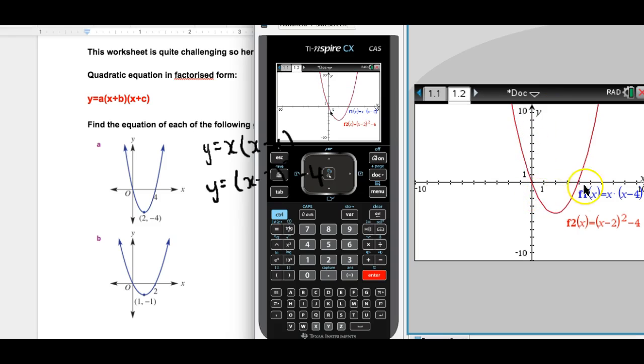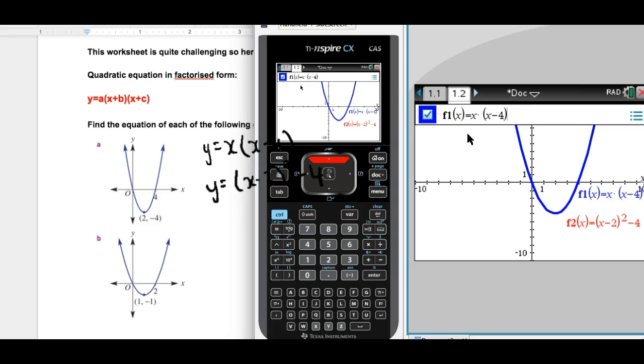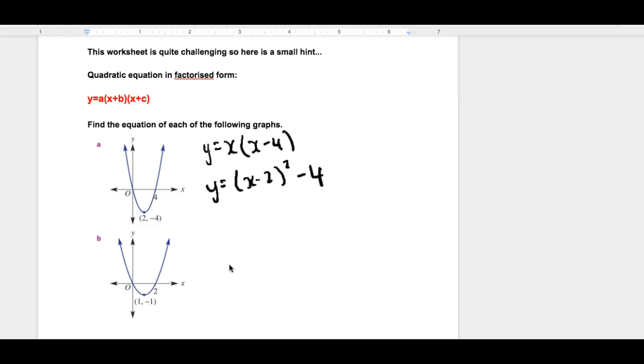So you can see the red and the blue. So if I go back, see, there's one, there's the other. So you can see they're exactly the same. They're just written differently. And then another way you could write it is actually in expanded form. So if I just close my calculator, so expanded form, if I was to expand either of these, doesn't matter which one, I think the first one's easier. So we would get y equals x times x is x squared, x times -4 is -4x. So all the same. Okay, so there's many different ways, or three different ways that you can write your quadratic.